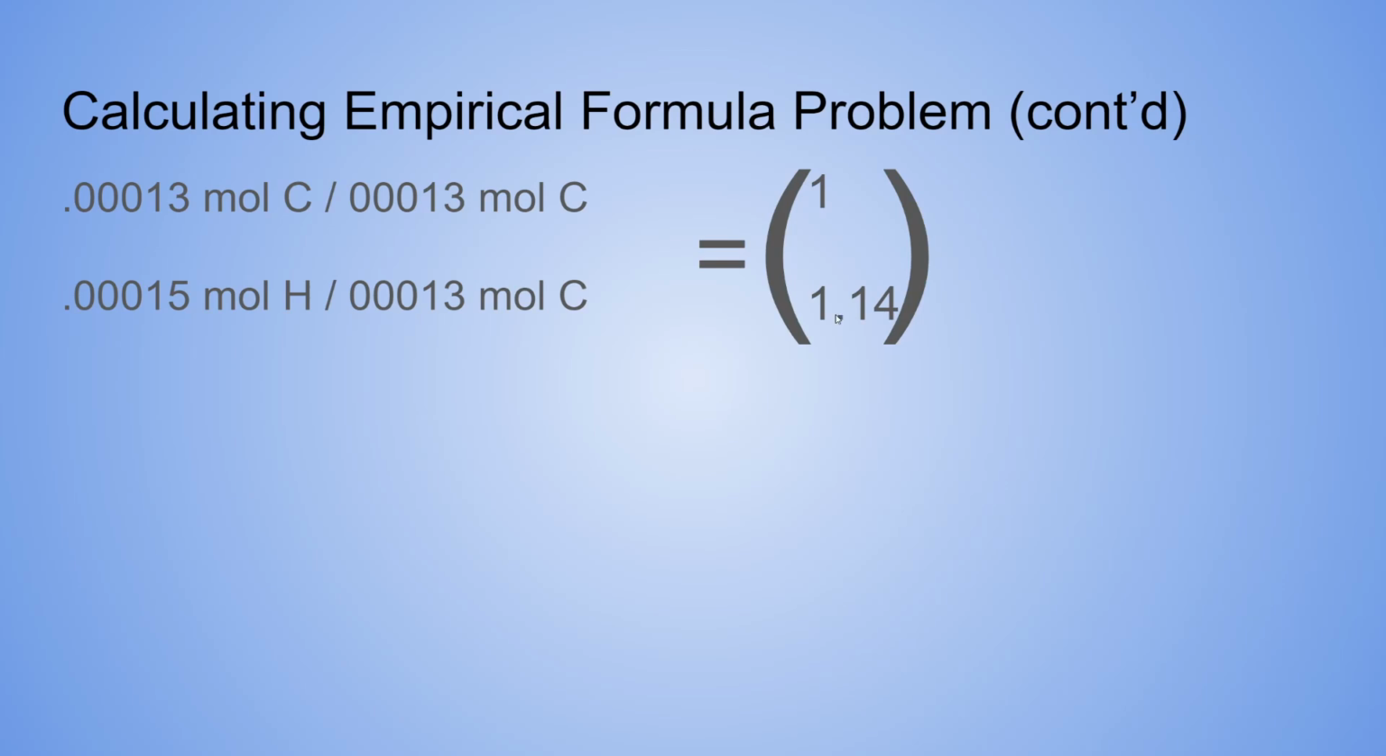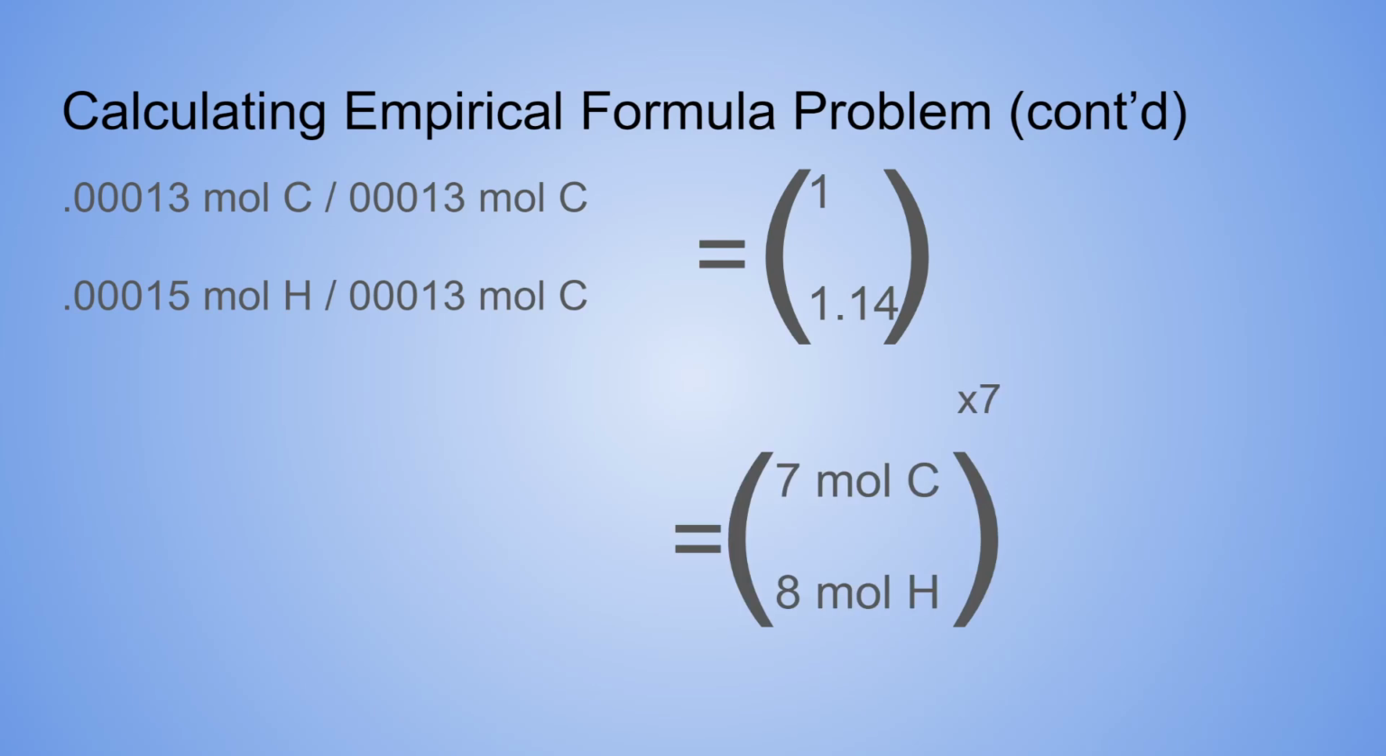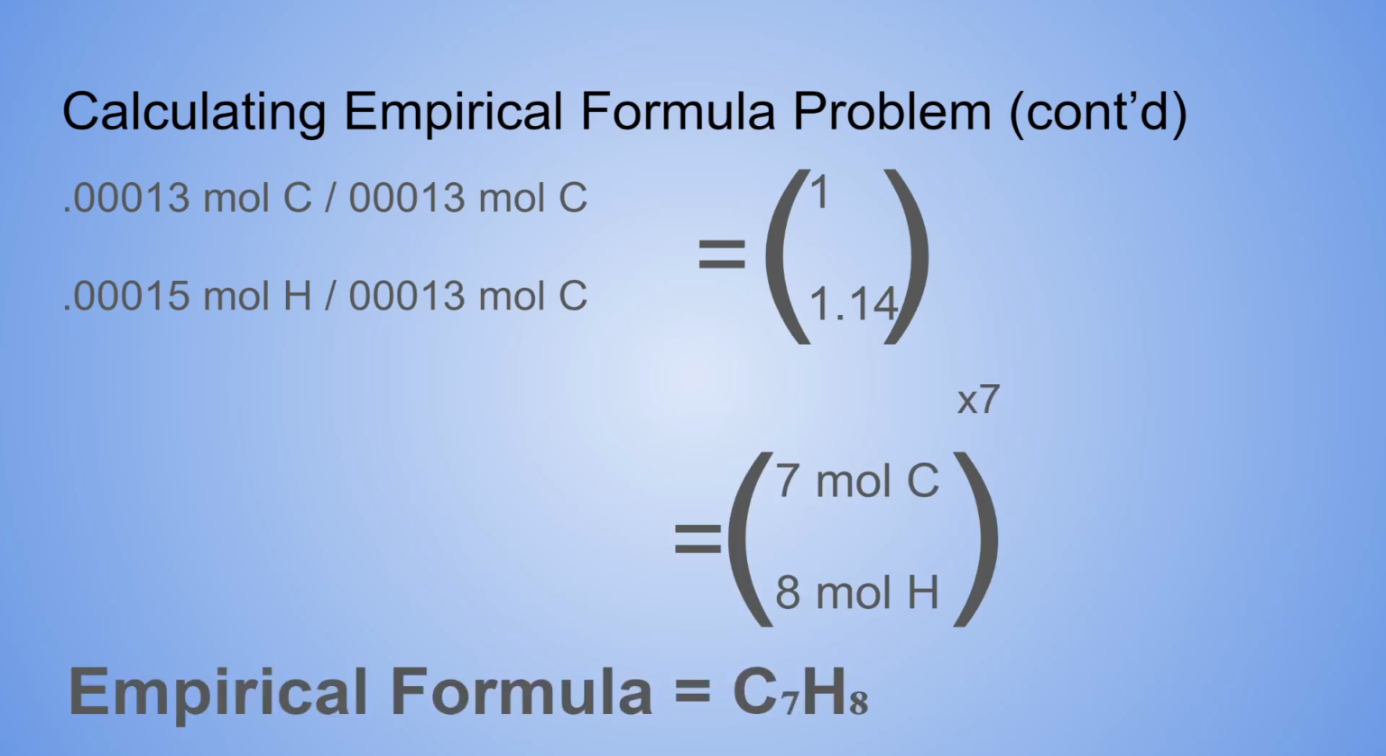Now, I don't know if you remember, but it's the smallest whole number ratio. So what we have to do then is multiply it by the smallest number possible in order to maintain the ratio. If you go ahead and multiply it by 7, you get 7 moles of carbon and approximately 8 moles of hydrogen to give us the empirical formula of C7H8. So that's an example of how you calculate empirical formula when you're given your carbon dioxide and your water, and it says that it's a combustion reaction.